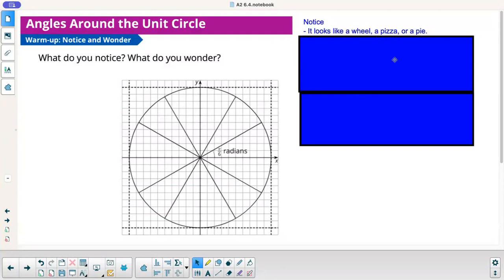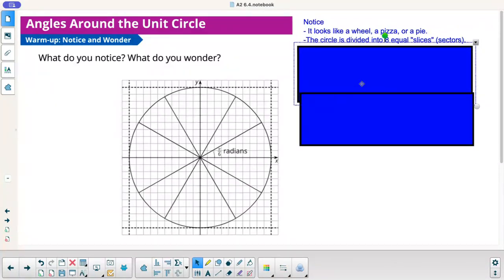Okay, it looks like I have equal slices, and every slice is actually called a sector. It looks like it's divided equally, but then I don't know. Maybe it's not. If I were to take this angle here and trace it, and rotate that down here, it looks pretty much the same. So I guess it is equal. Looks like they're equal. We don't know for sure, but all right.